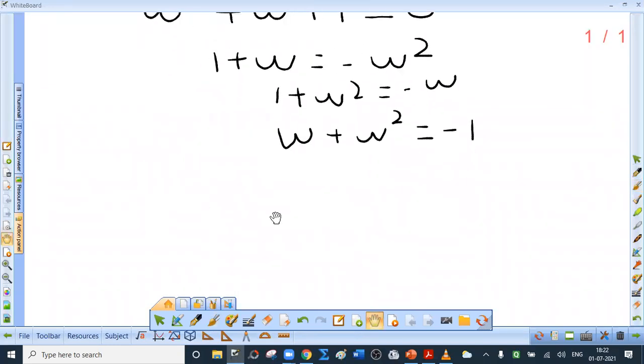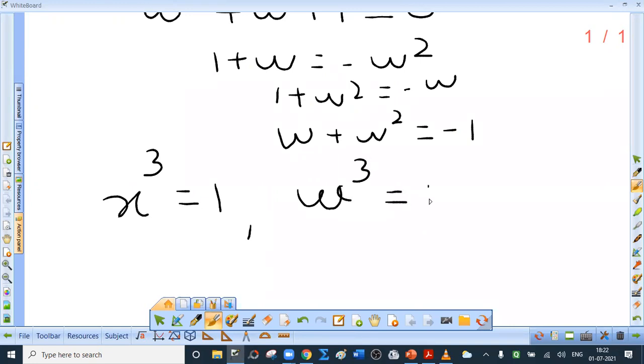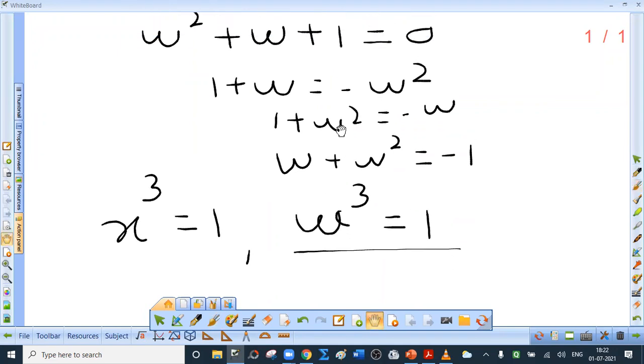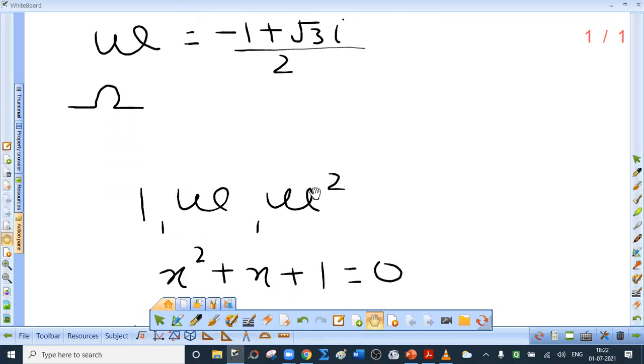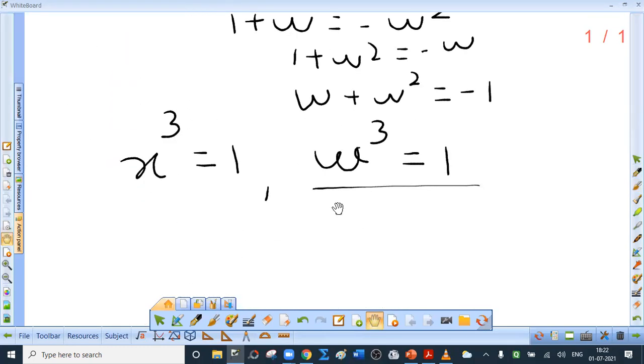Now we say that omega is a cube root of unity, meaning it is a root of which equation? x cube equal to 1. As it is a root of the equation, it will satisfy the equation. So omega cube is nothing but 1. You can verify this. What is omega? Omega is either this or minus 1 minus root 3i by 2. If you cube this, you will notice that you get 1. So omega cube is nothing but 1.